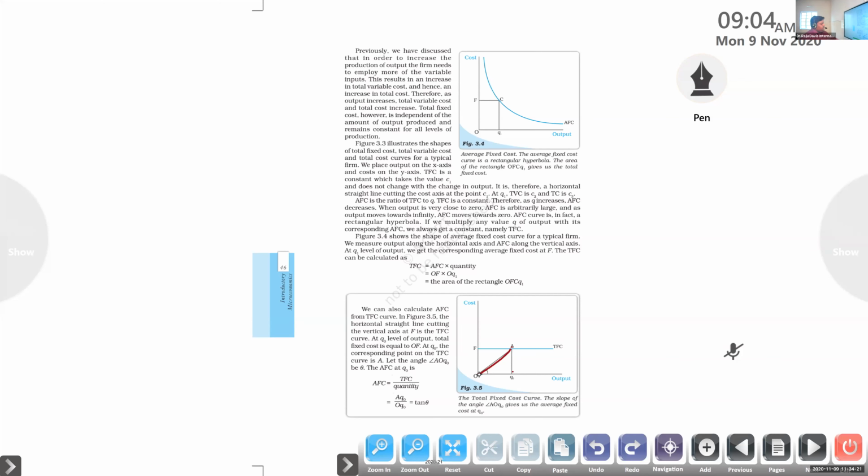You can see here in figure 3.5, the total fixed cost curve, the slope of the angle, angle A0Q0, gives us the average fixed cost at Q0 quantity. Clear?